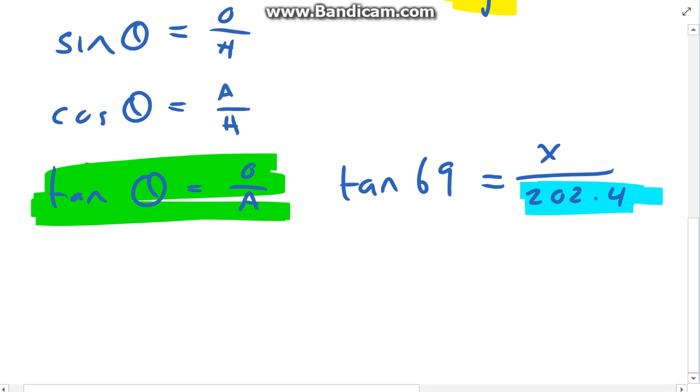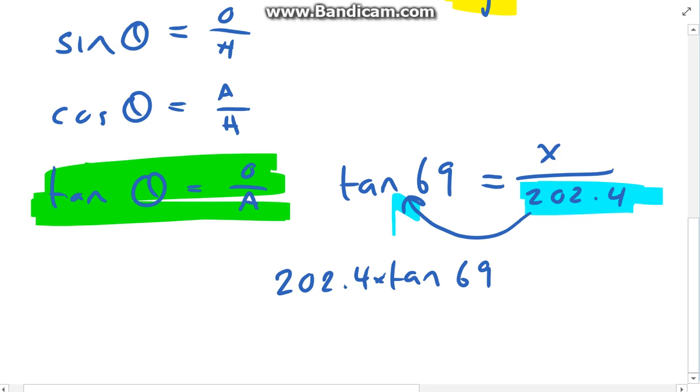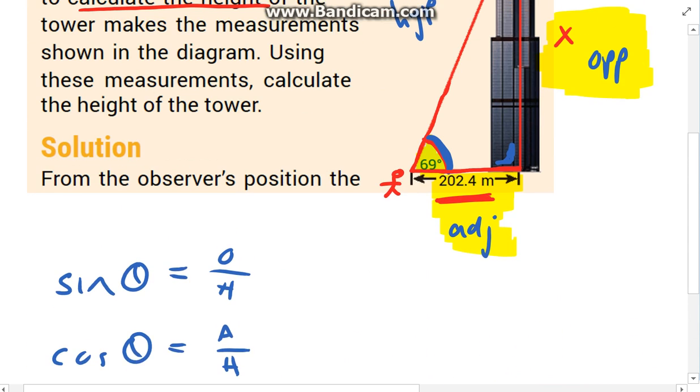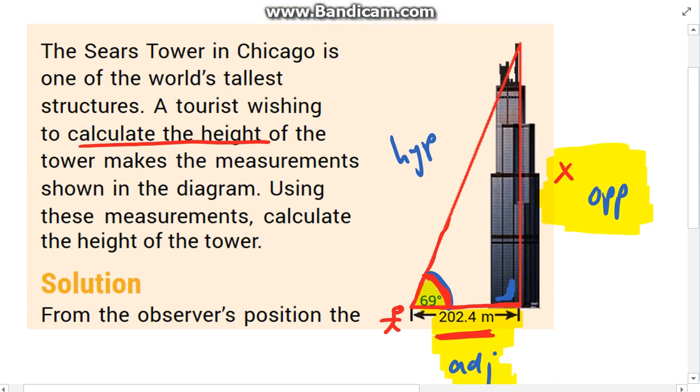So let's bring that across, and that will become a multiplier, because it's dividing at the minute, so it becomes a multiplier. So we'll have 202.4 tan 69. They're multiplying by each other because they're stuck together, so let's put that in. So in your calculator, 202.4 times tan 69, close your bracket, and that gives us 527.2700 equals x.